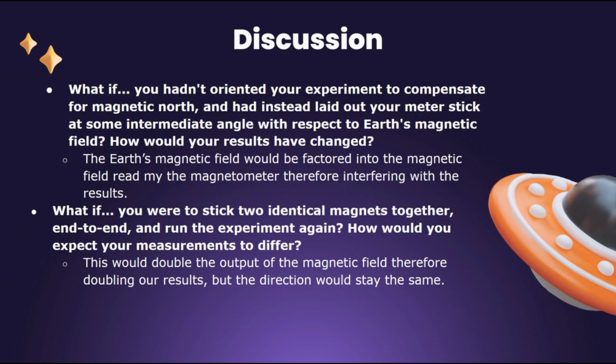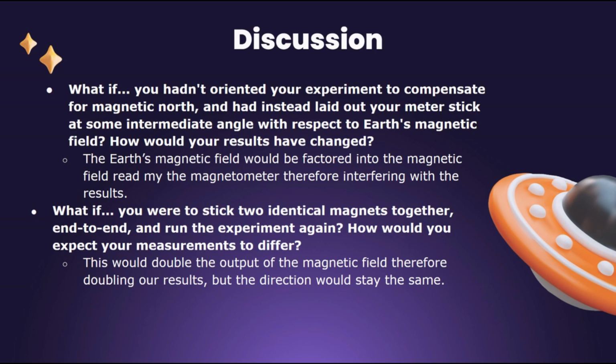Finally, the discussion. What if we hadn't oriented our experiment to compensate for magnetic north, and instead laid out the meter stick at some intermediate angle with respect to Earth's magnetic field? Our results would have changed because the Earth's magnetic field would be factored into the magnetic field read by the magnetometer, therefore interfering with the results, as we see with the arrows at 45 degrees and the perpendicular arrows.